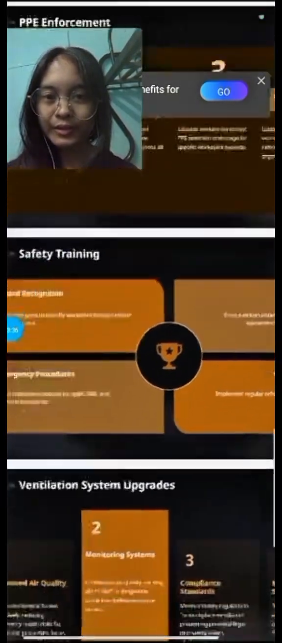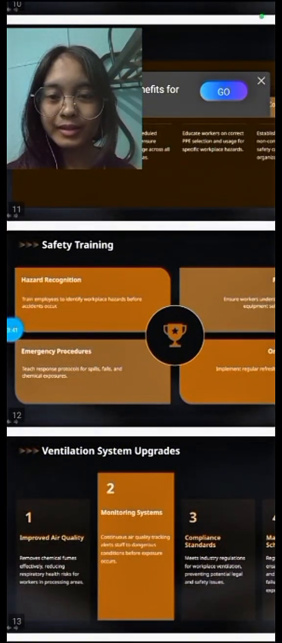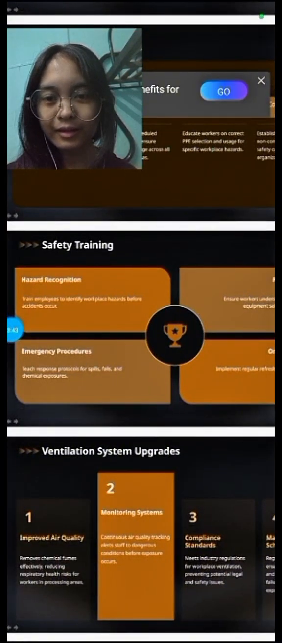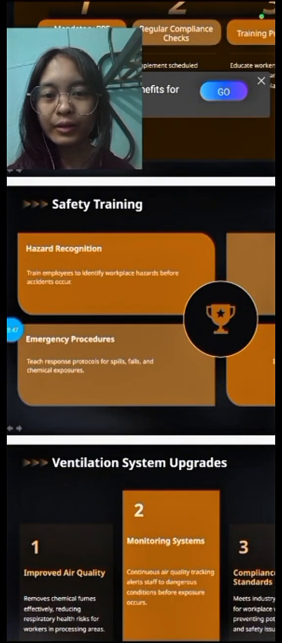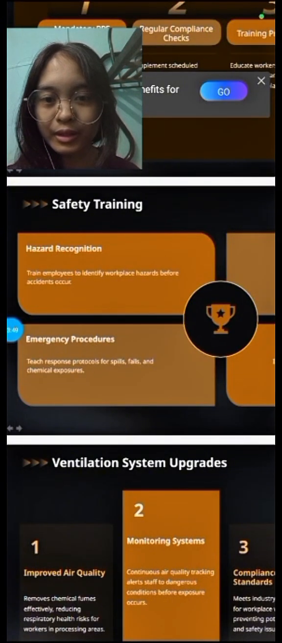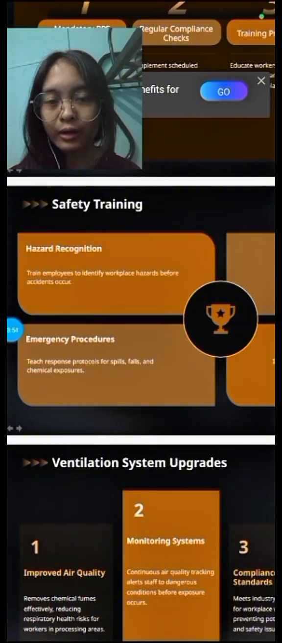For safety training, it has 4. We can see here at this slide. It's hazard reconnaissance, train employees to identify workplace hazards before accidents occur.